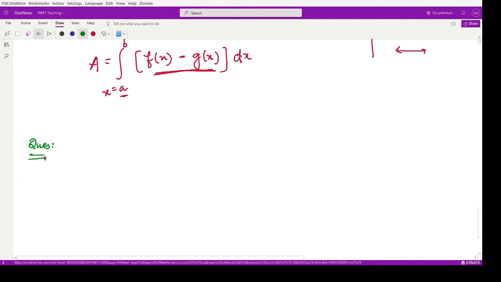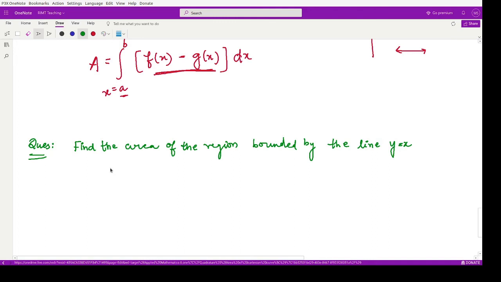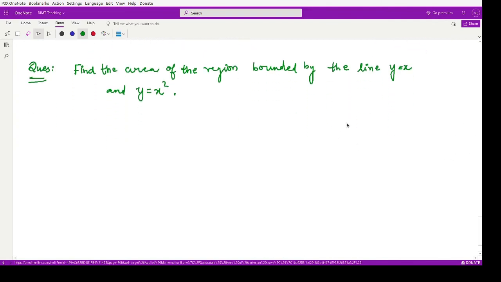The question is, find the area of the region bounded by the line y is equal to x and the line y is equal to x square. So this is the question that you are to answer. So firstly, we will visualize the given region.